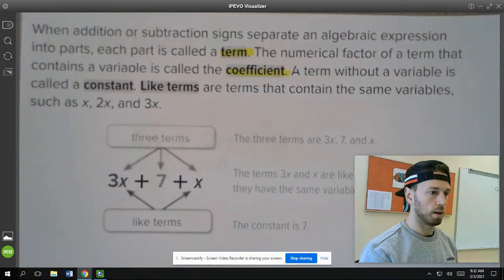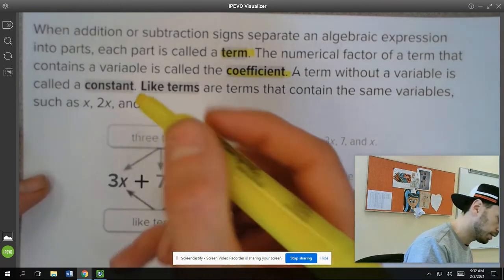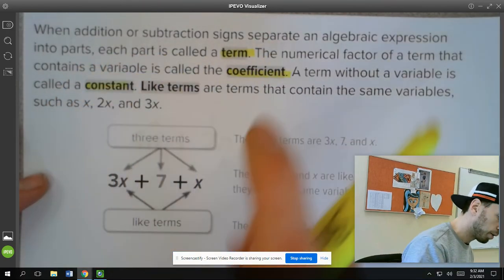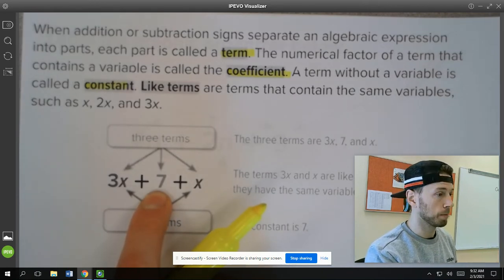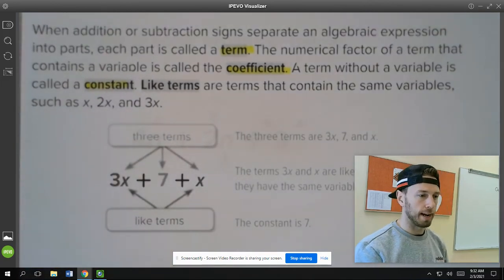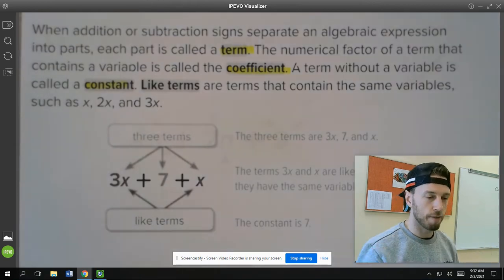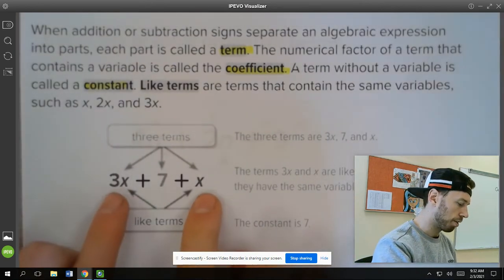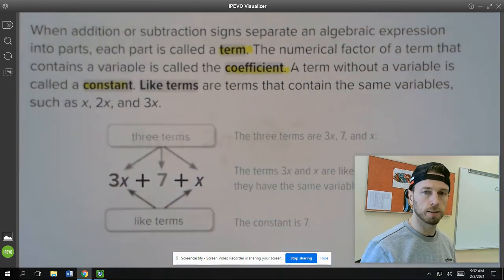The next word we're talking about is a term without a variable. It's called a constant. For example, this 7 doesn't have a variable with it, it's a regular number. We call that a constant. And then finally, what's kind of new here is something called like terms. Like terms are any terms that have the same variable with them. For example, this 3x and this x are like terms because they both have an x.